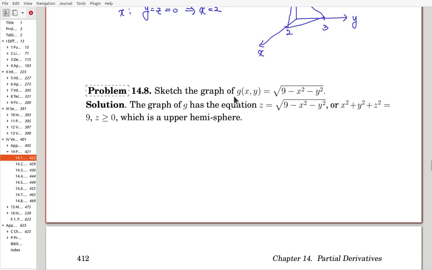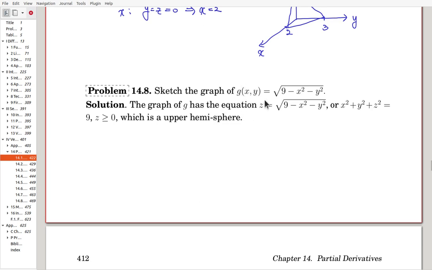Now sketch the graph of g of x, y as the square root of 9 minus x squared minus y squared. You can sketch the graph by using the method of traces. You learned this one in preliminaries. You can do that. Now, rather than that, you may sketch the graph more easily in this way.